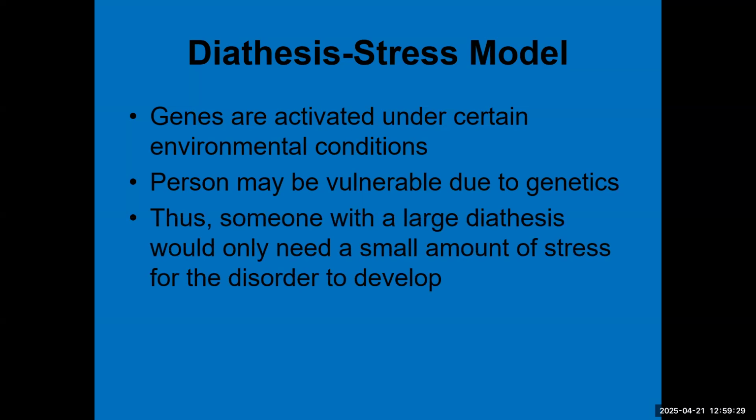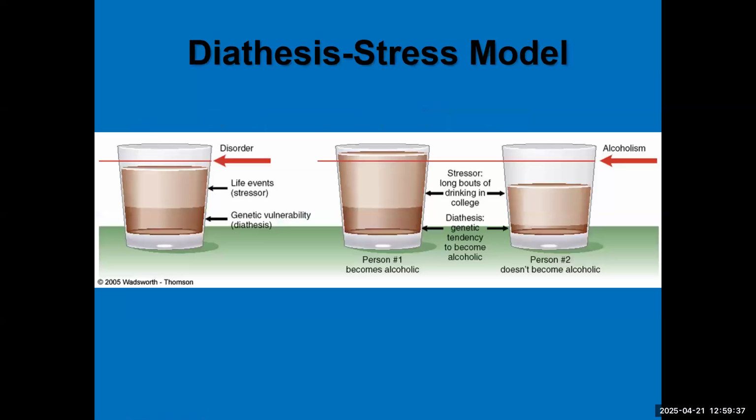Okay, so the book has an interesting example of this, or a way of looking at this. So I'm going to go to this next slide. And if you're more of a visual person, I think this will help you. So we're going to look over here on the left at this cup with a liquid in it. And I want you to imagine that this red line at the top is the point at which the person develops a disorder, or they actually are showing the disorder, okay?